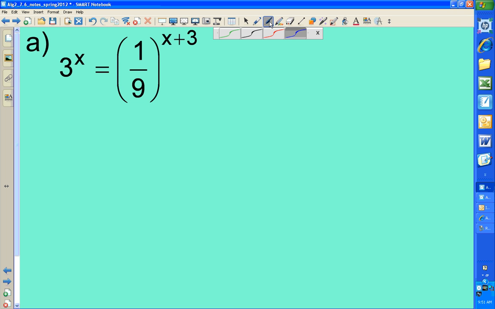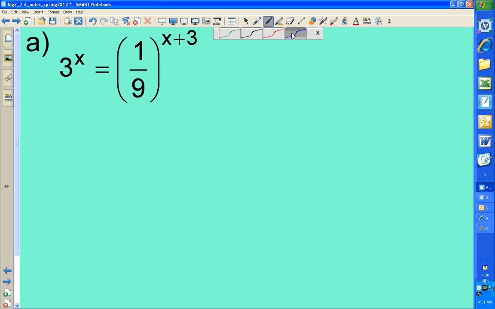This one's a little bit more complicated, but based on your experience, you should be saying, I've got a 3 and a 1/9 as the base over here. We've got a 3 to a power and a 1/9 to a power. Common base property isn't going to work here. What can you do with the 1/9?